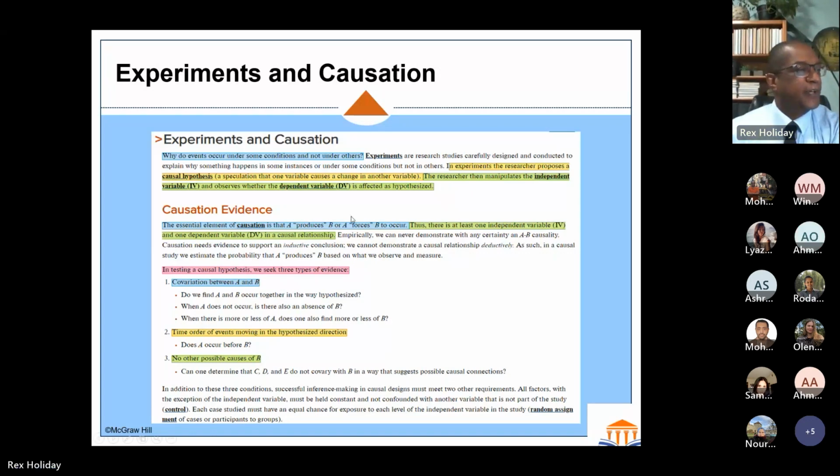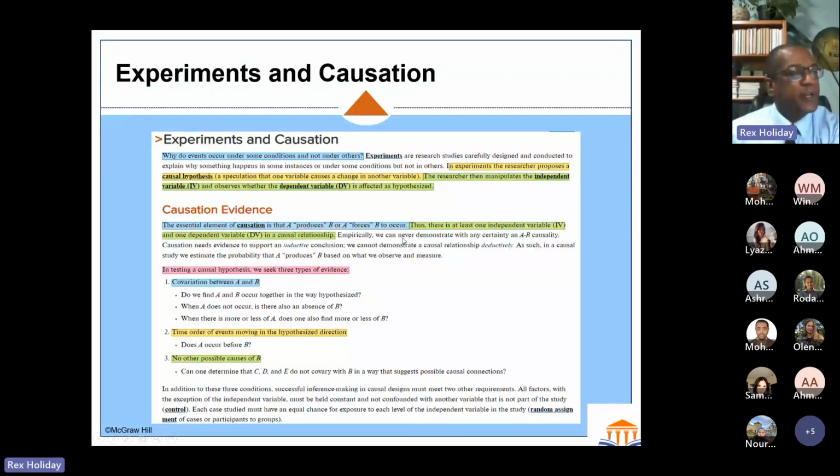Okay, so all right. So then, causation evidence. The essential evidence of causation is that A produces B or A forces B to occur. Thus there is at least one independent variable and one dependent variable in a causal relationship. So it has to be at least one of each, and in some cases there can be several, but the minimum has to be one of each.